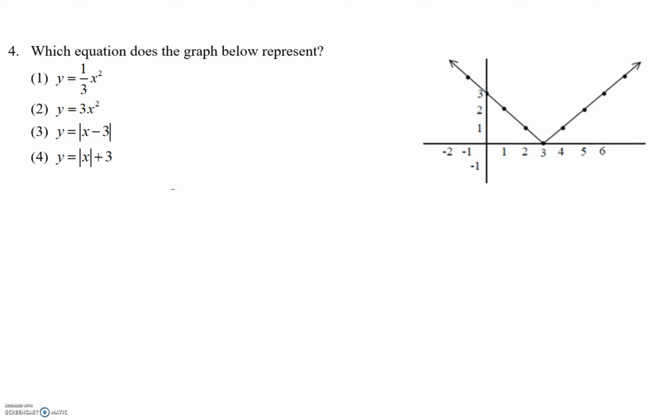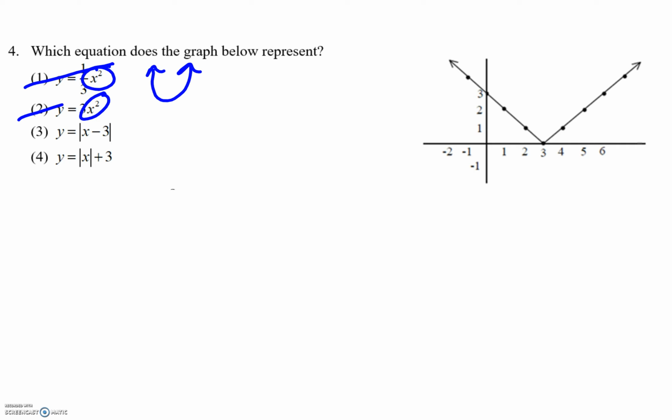So looking at our choices, we should see this V-shaped line curve function. So I'm going to look at my choices. It can't be 1 because x squared is a quadratic, which is a curved line. So it can't be 1 or 2. So now we're looking at choice 3 and choice 4.